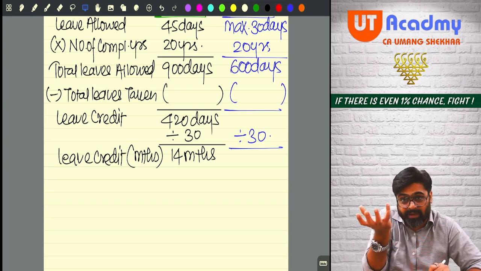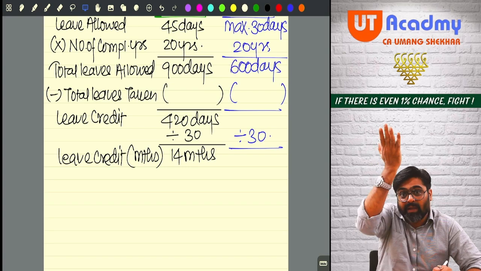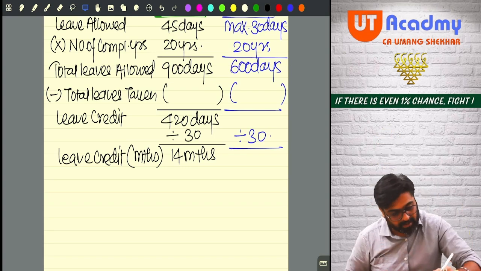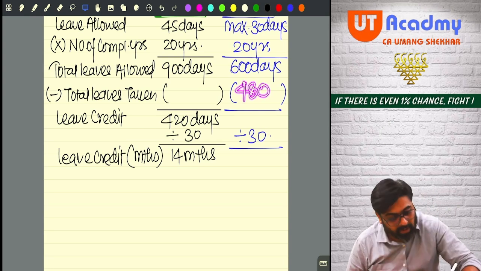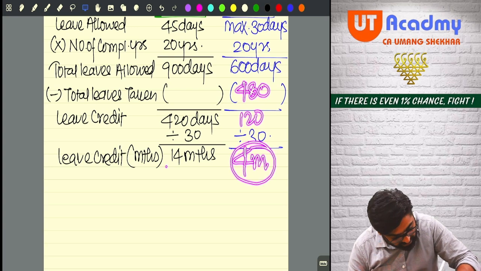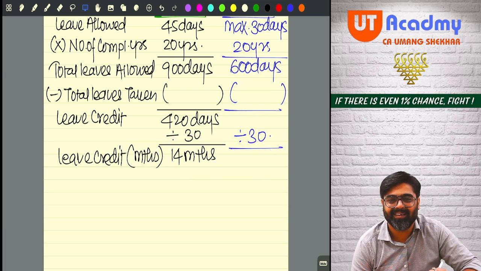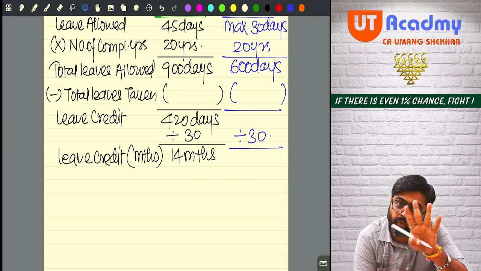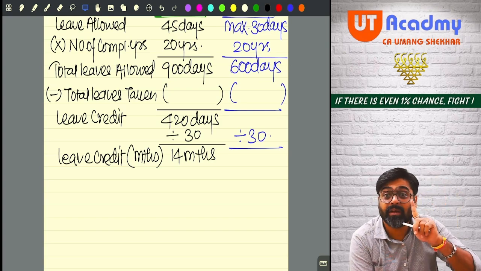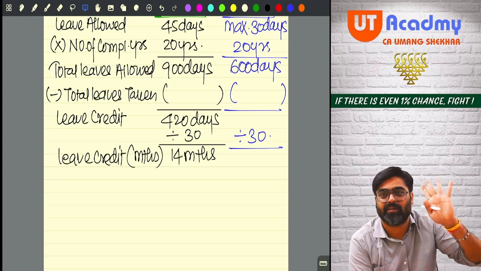Now just to calculate this balancing figure, you have to do the entire calculation. This 480 you will put in the second part here. Then only you will get 120 over here. Divide by 30, then only you will get 4 months. Then only you can compare, no? So always do these two calculations. It will not take more than 10 seconds, but it will save you from getting stuck.